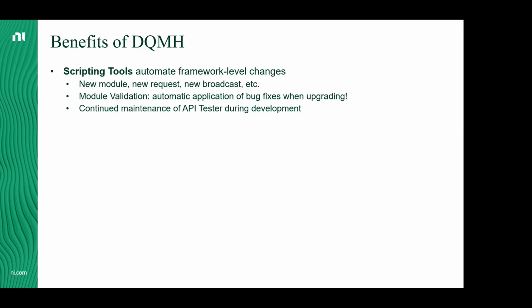But check this out. There's a scripting tool called validation where you point the validator at your module and say, hey, are there any bugs in my module that have been fixed in the latest DQMH release? It will identify what parts of your code have those old bugs, and it will actually fix those for you. It's an amazing tool in DQMH that I haven't seen in any other framework.